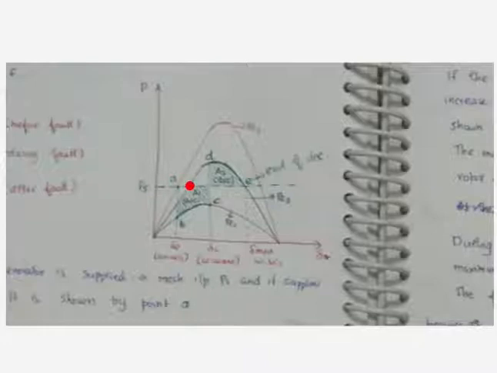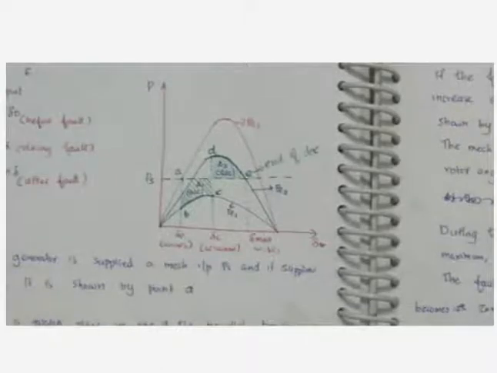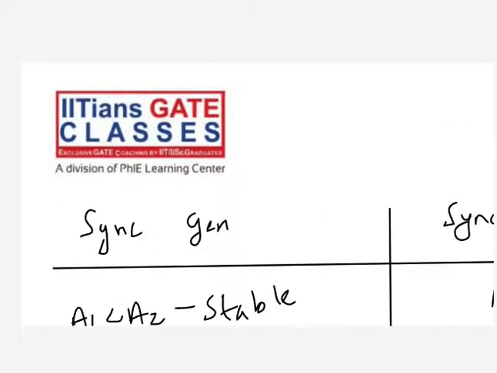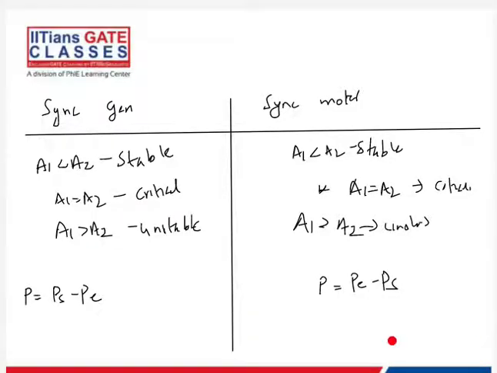Is that clear? Okay. So yeah, this will become more clear when we actually apply equal area criteria, and let's see how that turns out, right?